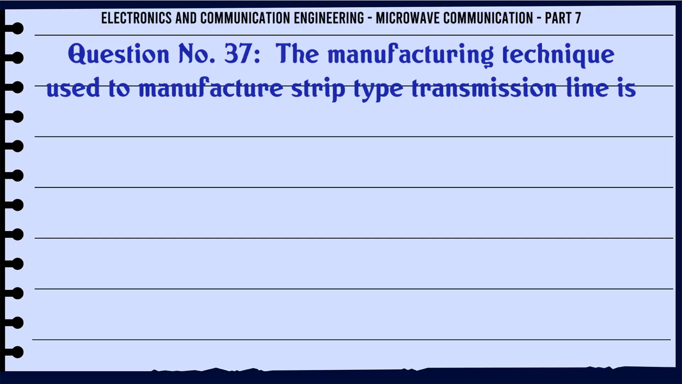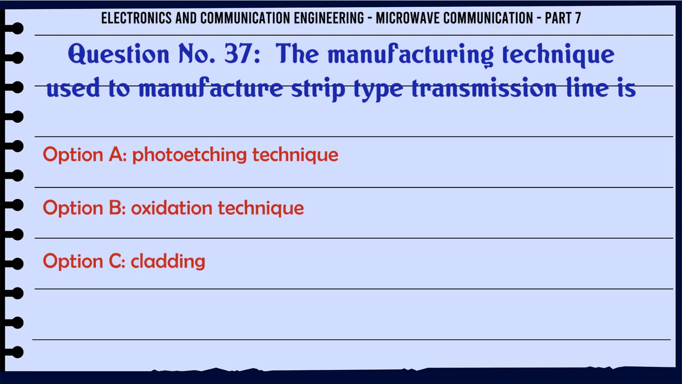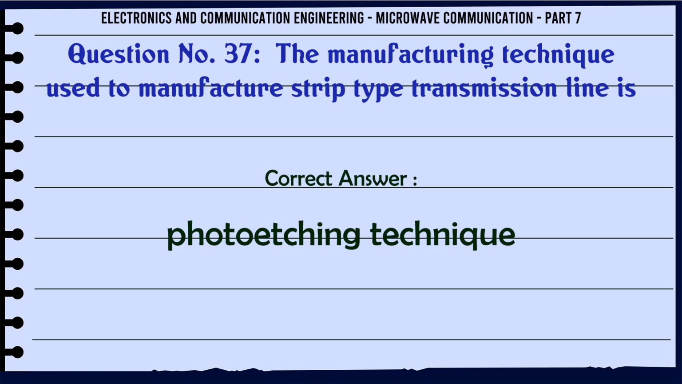The manufacturing technique used to manufacture strip-type transmission line is A. Photoetching technique, B. Oxidation technique, C. Cladding, D. Epitaxial. The correct answer is photoetching technique.